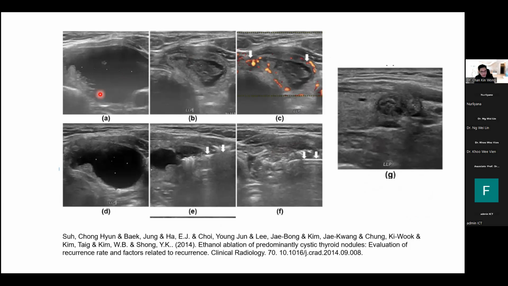This is a patient they shared in their paper. In this first image, you can see the cystic component of the thyroid nodule, and this is a solid component. They aspirated and gave ethanol ablation. However, 1 year later, it recurred. After recurrence, they repeated the same ethanol ablation, but at the same time, they also did microwave ablation of the solid nodule. And this is 6 months after ablation, with no more recurrence.